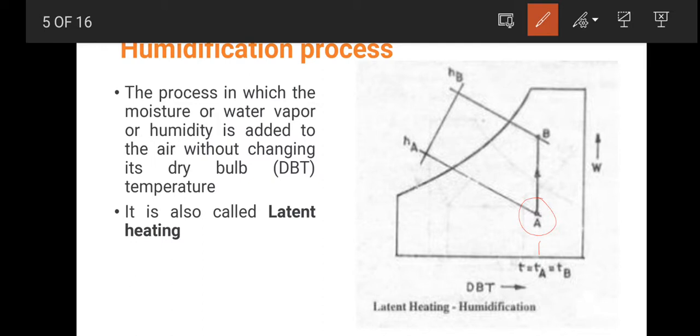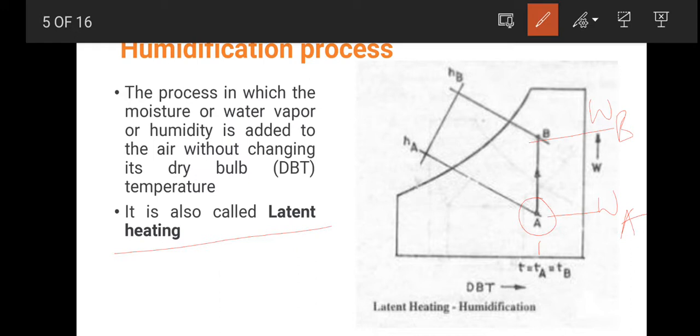If you plot it, the specific humidity at point A is Wa, and the specific humidity at point B, the ending point, is Wb. So the A to B process is called the humidification process or latent heating process. Latent heating, as the name indicates, means that when we supply water into the flowing air, due to the heat addition, the water in liquid form is converted into vapor form and added in superheated form into the air. That's why it is called a latent heating process.